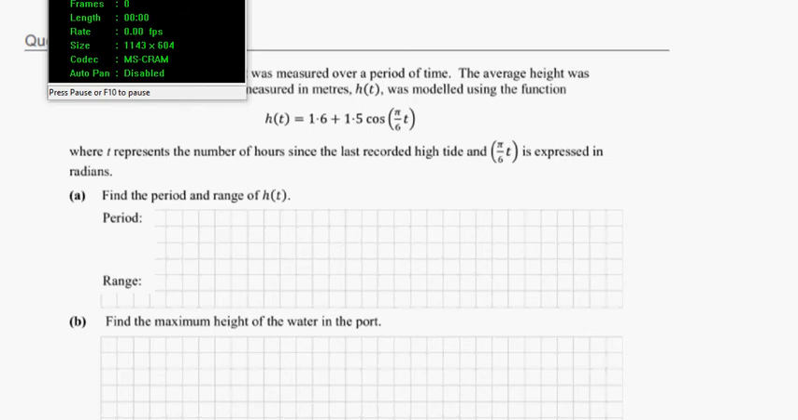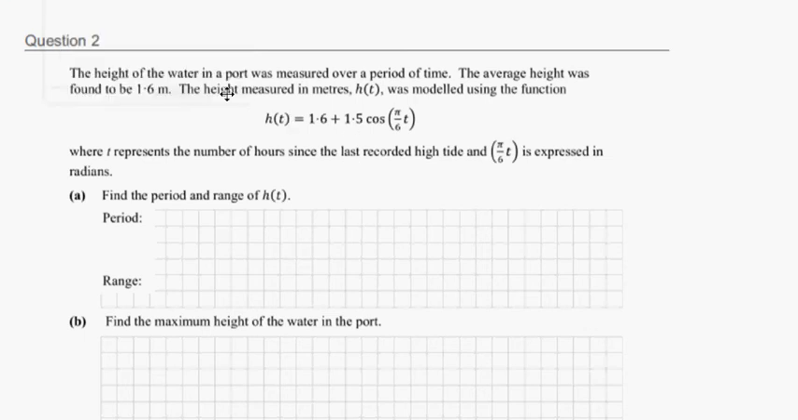This question here: the height of water in a port was measured over time. The average height was found to be 1.6 meters, and the height was measured in H(t) using the model of the function H(t) equals 1.6 plus 1.5 cos(pi over 6 t), where t represents the number of hours since the last recorded high tide, and pi over 6 t is expressed in radians. Find the period and range of H(t).